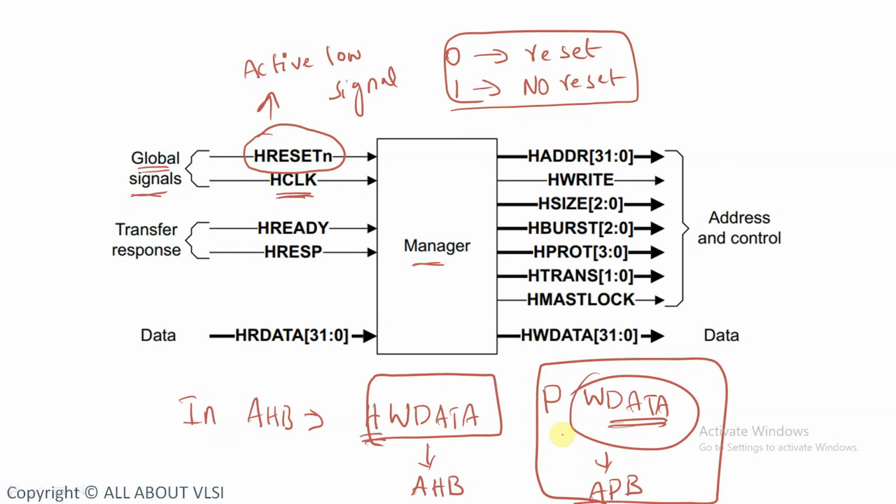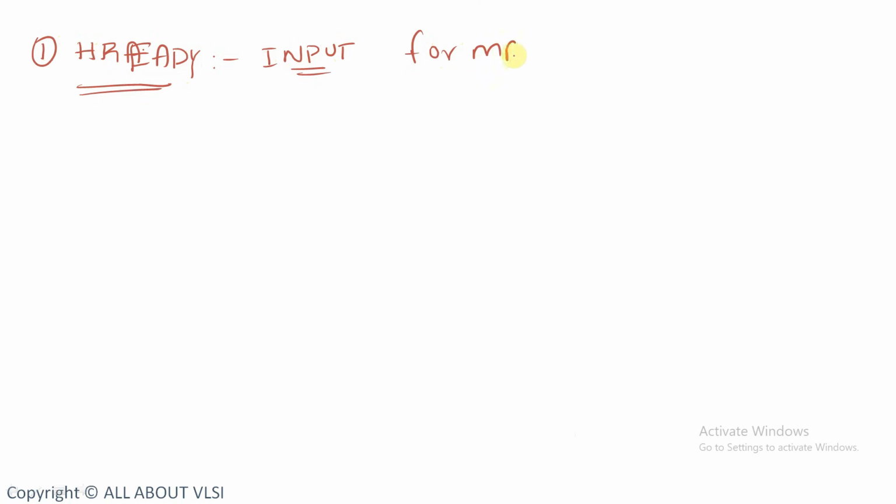Now coming to transfer response signals, let us try to understand what are the transfer response signals we have. The first one is HREADY. This HREADY is the input for our master, and it is the output for our slave.